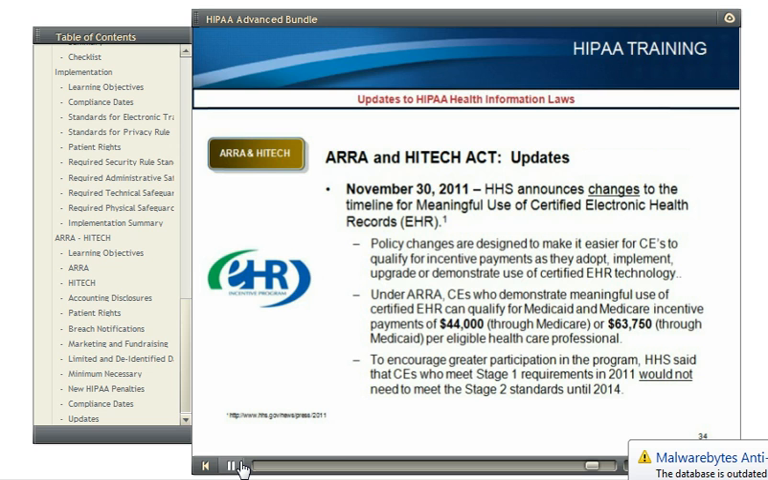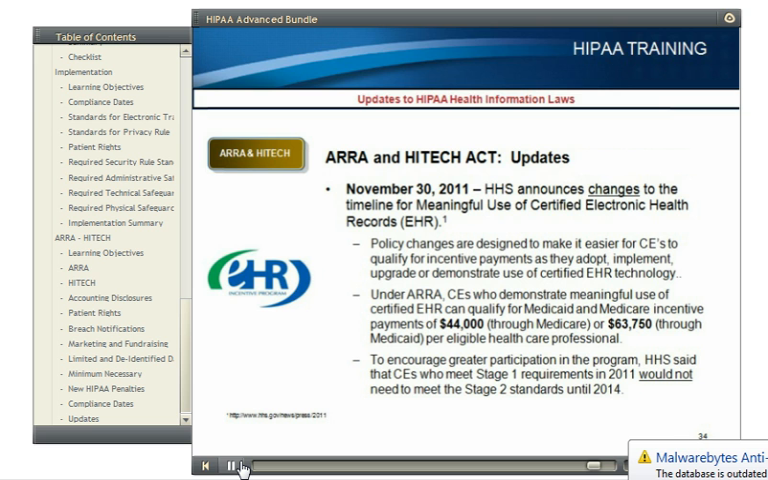November 30th, 2011. HHS announces changes to the timeline for meaningful use of Certified Electronic Health Records, EHR. Policy changes are designed to make it easier for CEs to qualify for incentive payments as they adopt, implement, upgrade, or demonstrate use of certified EHR technology.